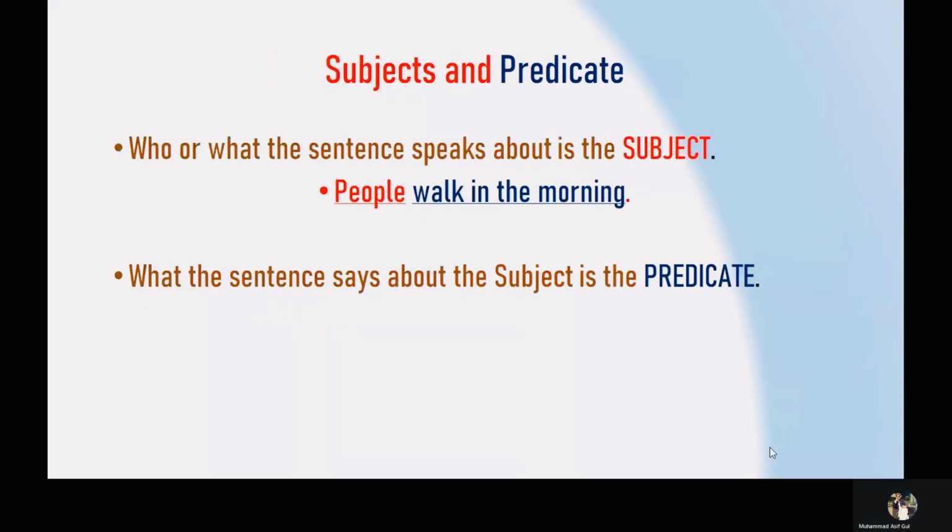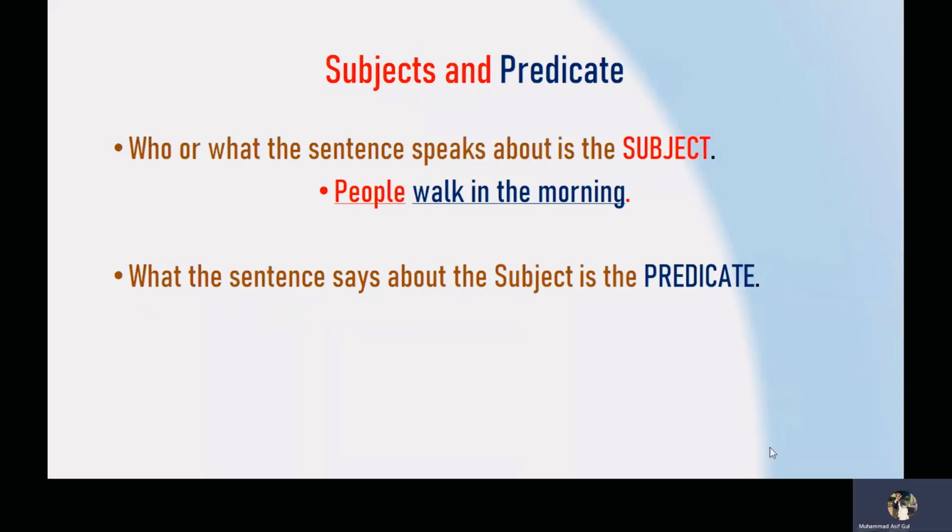Subjects, if you want to know what a subject is, we'll have to ask a question that who or what the sentence speaks about. Who or what the sentence speaks about. And this is the subject of the sentence.